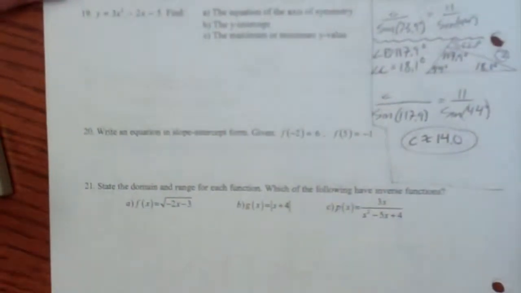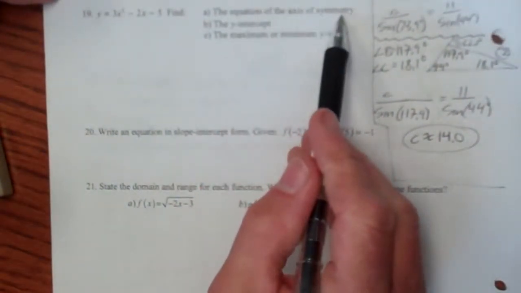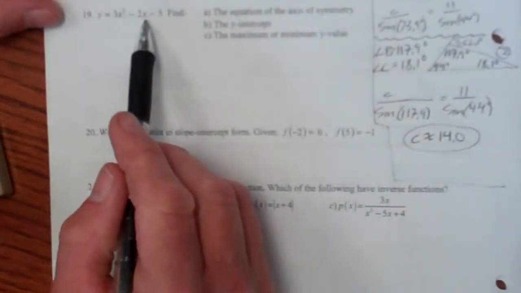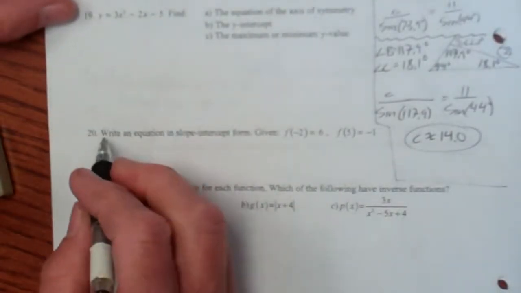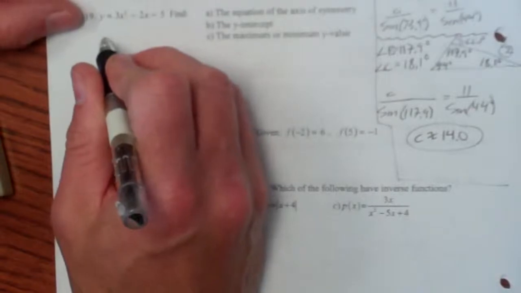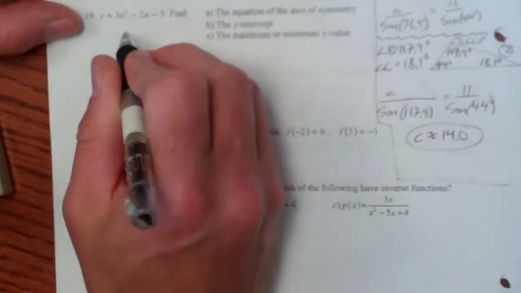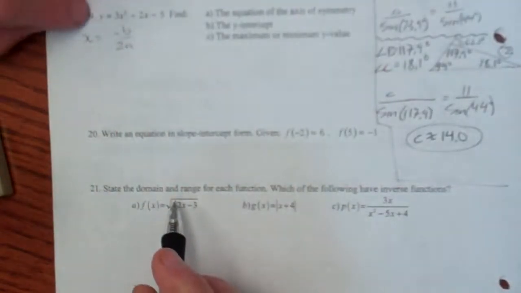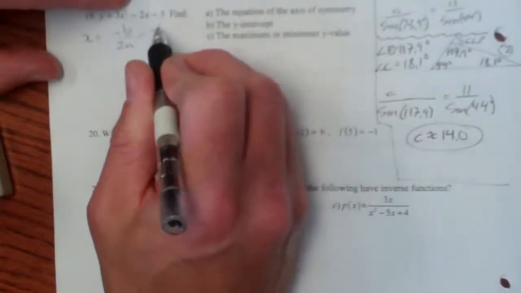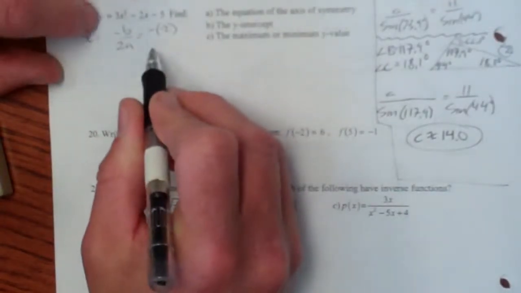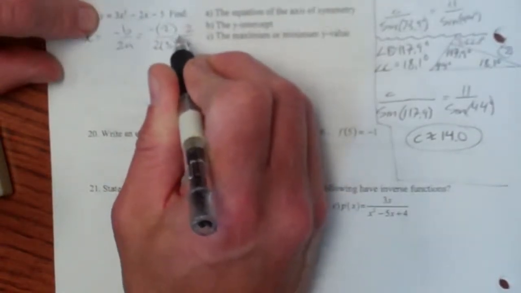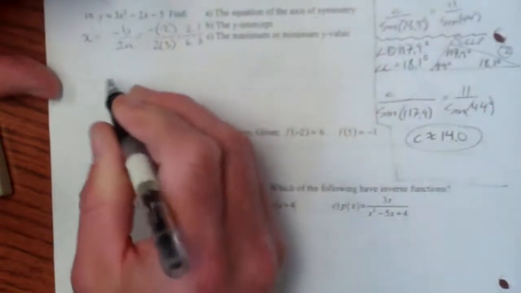Alright, so find the equation of the axis of symmetry, the y-intercept, and the maximum or minimum y value. This is a quadratic. Quadratics make parabolas. So the axis of symmetry, that's going to be the equation minus b over 2a, and that's going to be x equals, because it's a vertical line, so that's equal to minus minus 2, that's the b part, all over 2 times 3, so that's 2 over 6, which equals 1/3. So we've got an axis of symmetry at x equals 1/3.